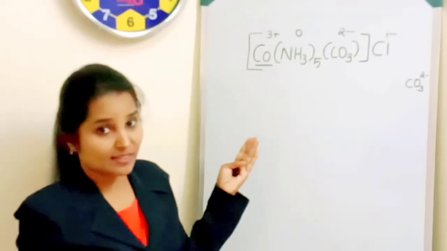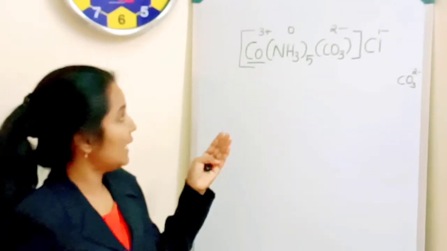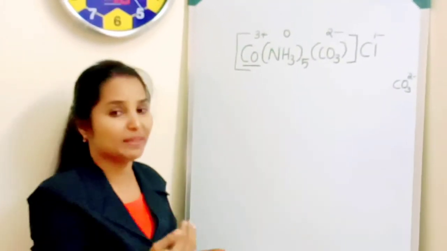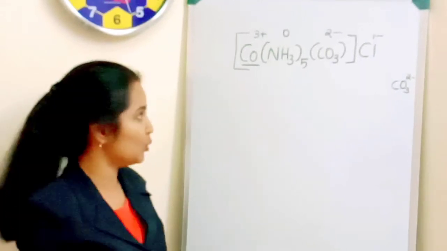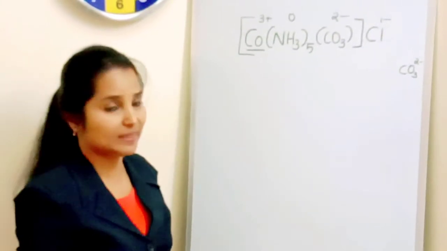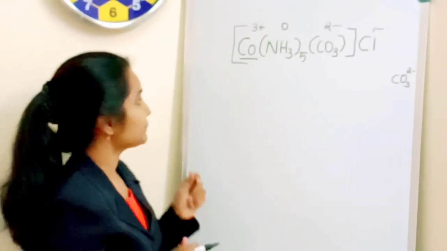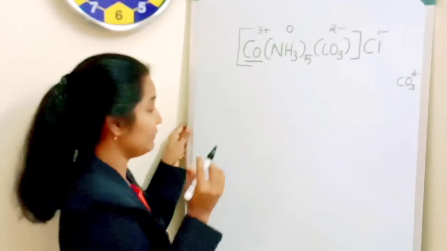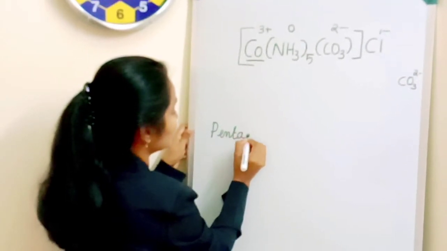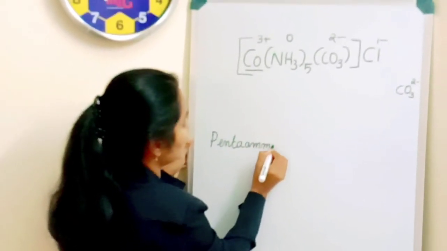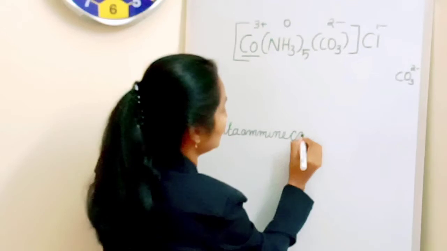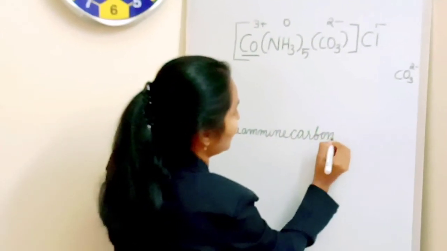And we know the names of the ligands too. This is ammine and the other one is carbonato. So we can arrange them according to alphabetical order. Ammine comes first and then carbonato, A and C according to alphabetical order. So let's start naming it. It starts with ammine, it is 5 in number, so pentaammine. Then carbonato is only 1, pentaamminecarbonato.